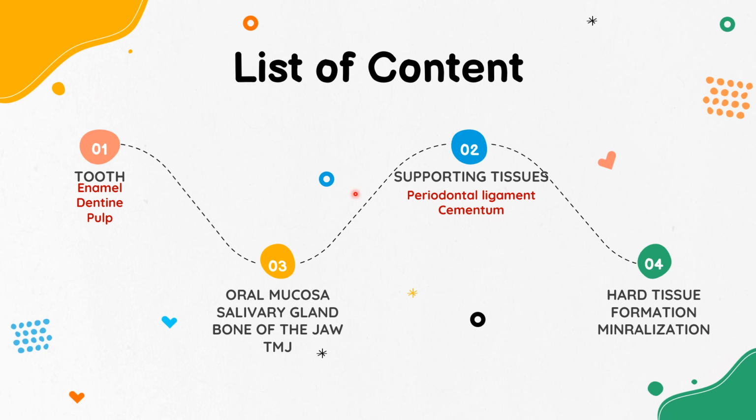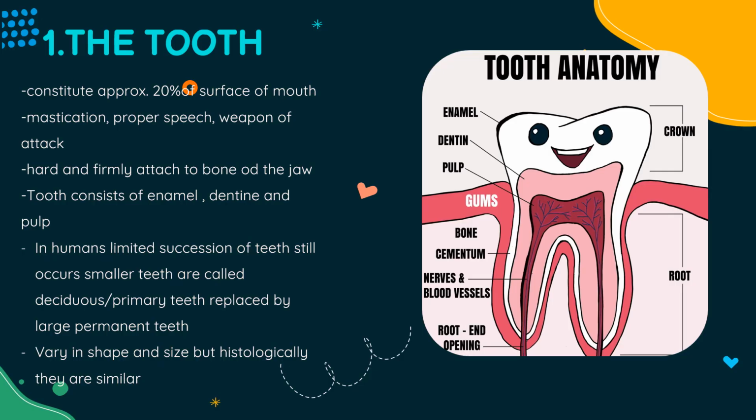In this video, we will cover the first two parts, that is the tooth and its structures, and then the supporting tissues and what they are. Okay, so the first part is the tooth, and the tooth constitutes approximately 20% of our oral cavity, and it helps in speech and mastication, and in some mammals it is also used as a weapon of attack. It is hard and firmly attached to the bone, and it consists of three parts. Like it has three substructures in it.